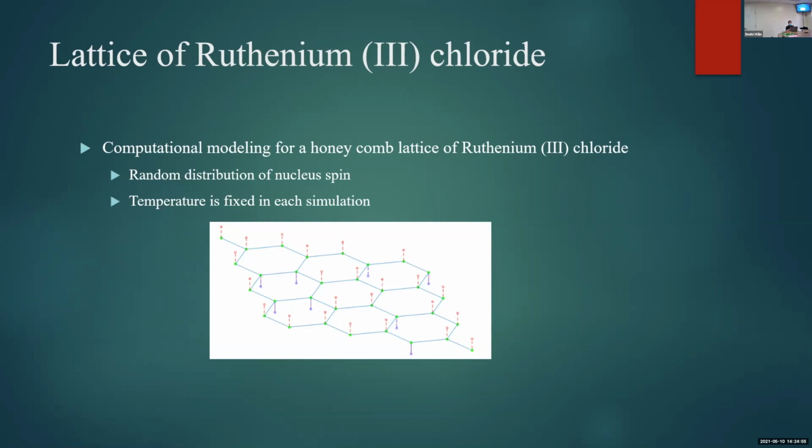We simulate the lattice of ruthenium chloride in MATLAB. Our basic assumption is that in a honeycomb lattice of ruthenium chloride, we choose two atoms in the honeycomb lattice, and we consider those atoms as a canonical ensemble with random distribution of nucleus spin. And in each simulation, the temperature is considered as a fixed value.